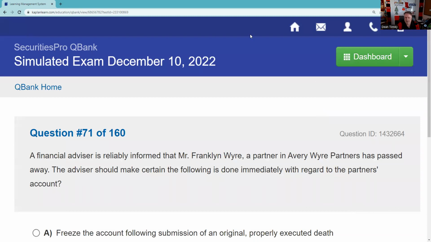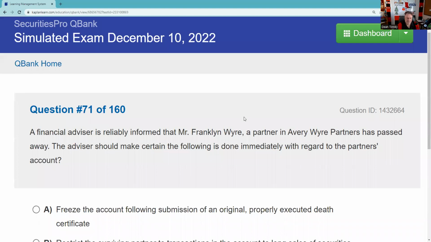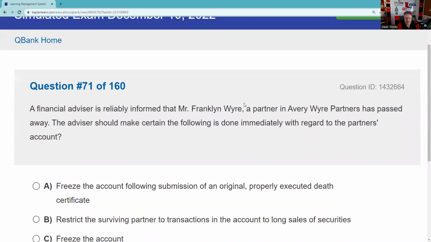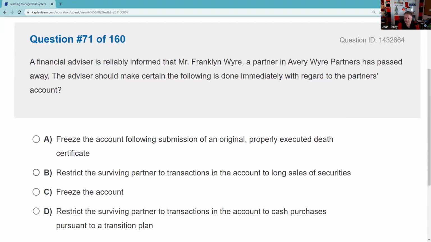Question 71. This is very testable. A financial advisor is reliably informed that Mr. Franklin Wire, a partner in Avery Wire Partners, has passed away. So what do we do when customers die? The advisor should make certain the following is done immediately with regard to the partner's account. Freeze the account following the submission of the original... no. We don't wait around. Restrict the surviving party? No, we freeze the account. That's very testable. We freeze the account.